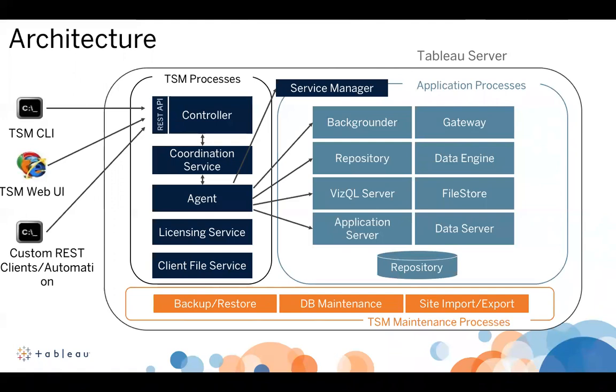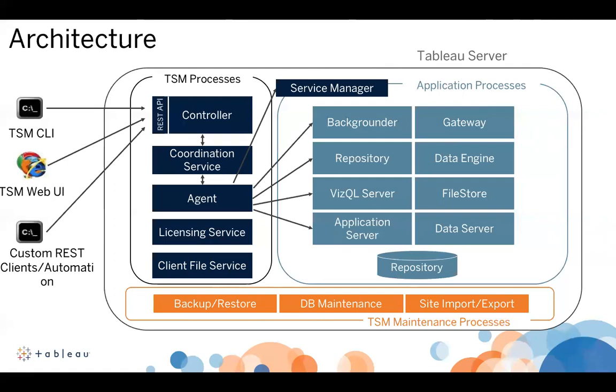If there are changes, such as new processes or configuration changes, the agent will read these from the coordination service and send those to the service manager, which will then start or stop the appropriate processes on the server. In addition, the agent is responsible for querying the status of all the Tableau server processes, including the service manager and all the applications within, including backgrounder, gateway, repository, etc. And this is how the service knows the status of the system.